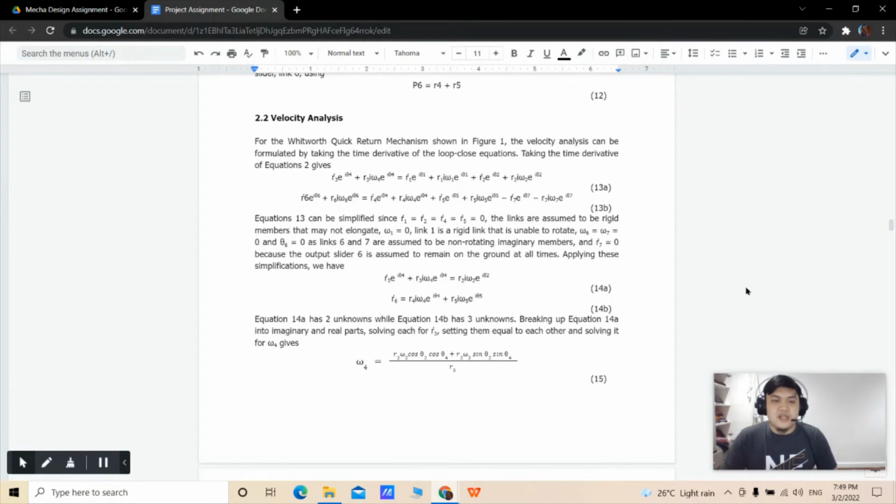Applying these simplifications, we will get equations 14a and 14b here. Equation 14a will have two unknowns, whereas equation 14b will have three unknowns. Breaking up equation 14a into imaginary and real parts, solving each for r prime 3 and setting them equal to each other, and solving for w4 will give us equation 15 here.